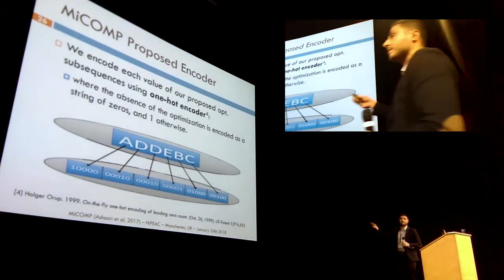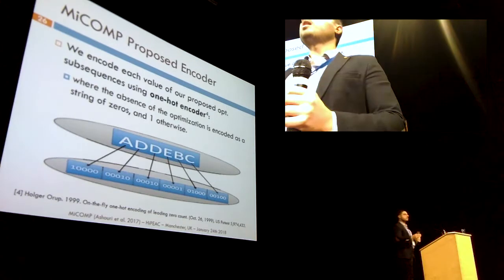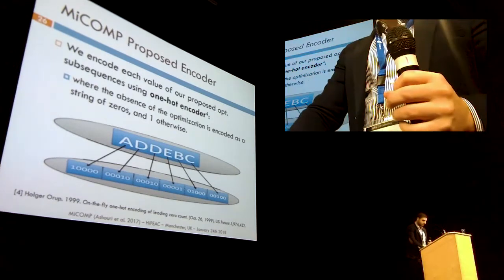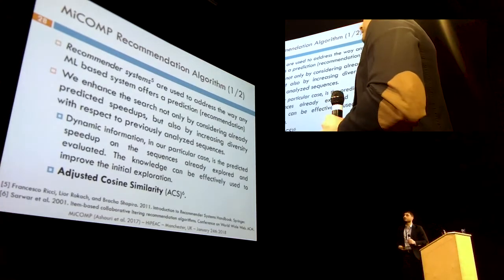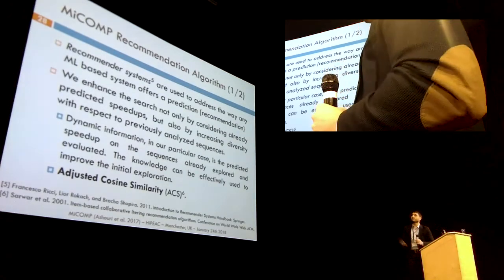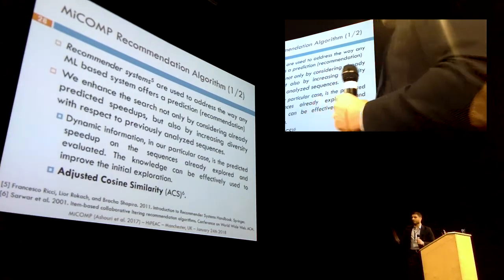And you see, using this scheme, we always have the same length, so there's no problem in having a variable length here. All right. Also, to speed up the process, we use a recommendation system algorithm. It's been there for like 10 or 15 years.